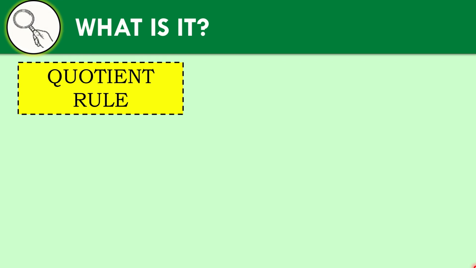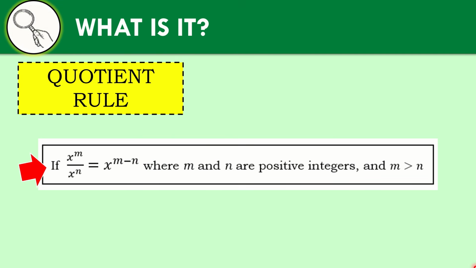How about for the second method? This method is making use of the quotient rule for the loss of exponent. So for example, we have here x to the power of m over x to the power of n. Suppose you have this, it will be equal to the variable x raised to the power of the difference between the numerator's exponent and the denominator's exponent. So that will be m minus n, where m and n are positive integers and m is greater than n. So this was our example earlier.